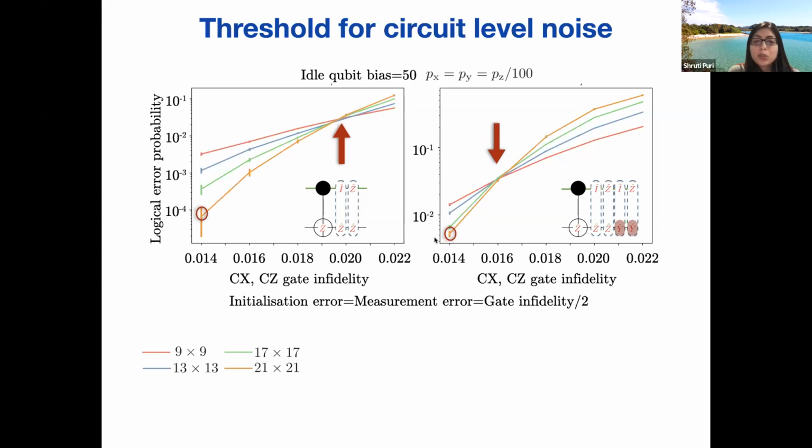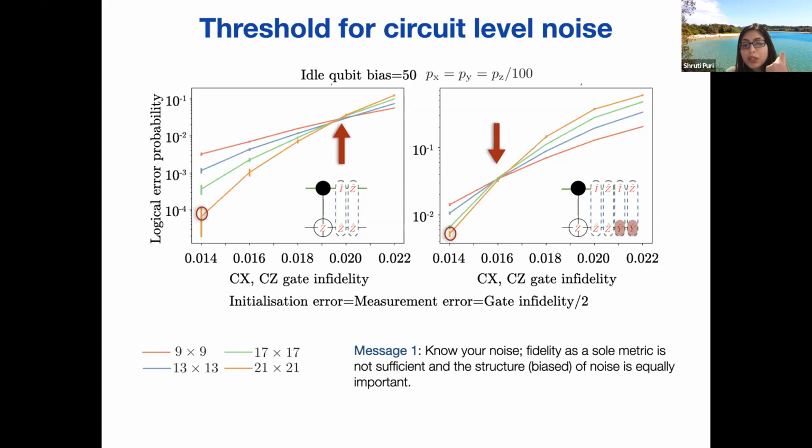So again, you also gain in the logical error rate, of course, as you should, by just changing the structure of noise. So total noise is the same, but you're just changing the structure and you gain in both the thresholds and the logical error rate. So this emphasizes message one, know your noise. Don't just use fidelity, be more clever, use the structure of noise as well.